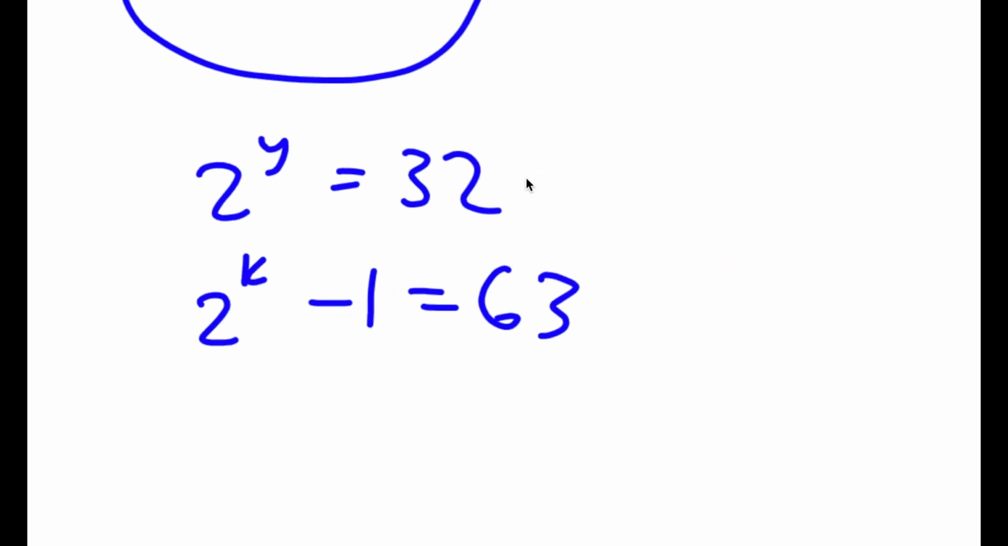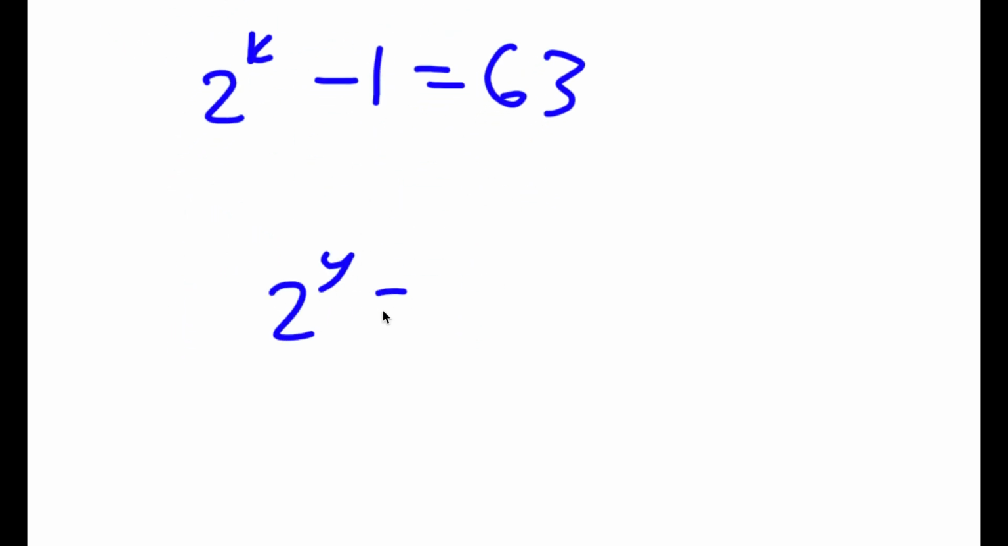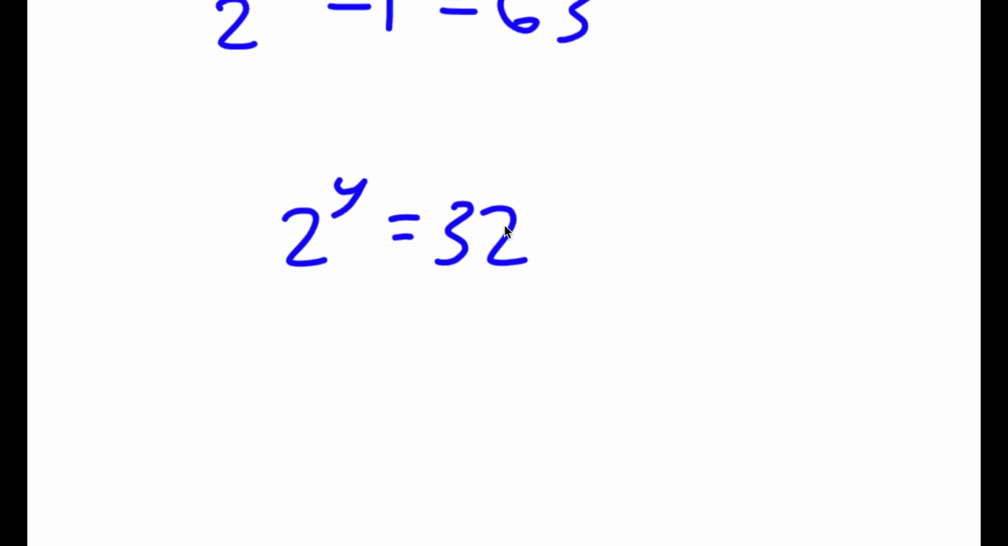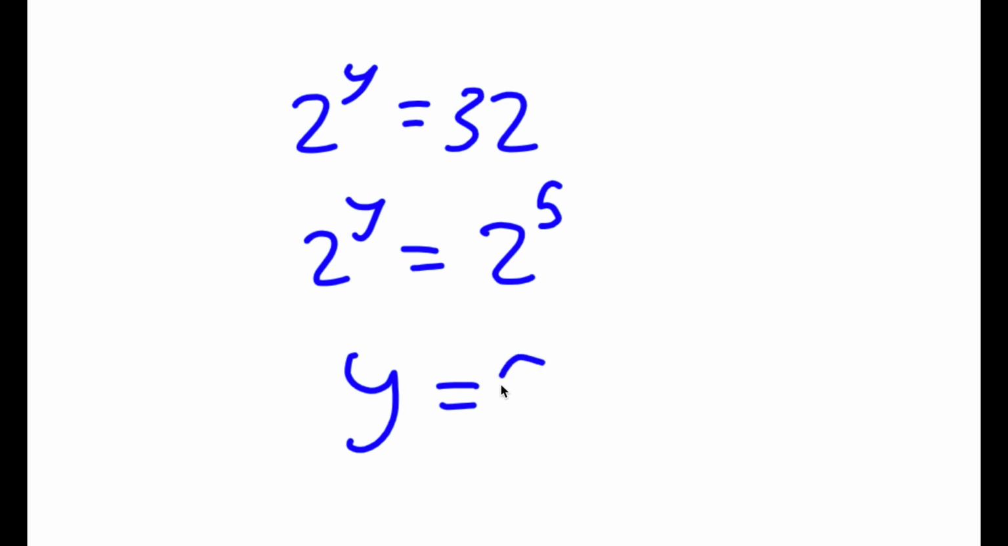So let's first start with 2 to the power of y equals 32. We have 2 to the power of y is equal to 32, and 32 is the same thing as 2 to the power of 5. So I have 2 to the power of y is equal to 2 to the power of 5, meaning y is equal to 5.